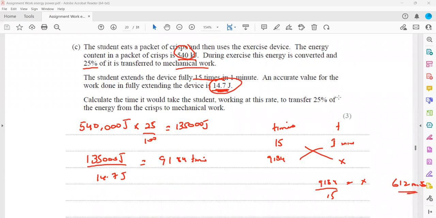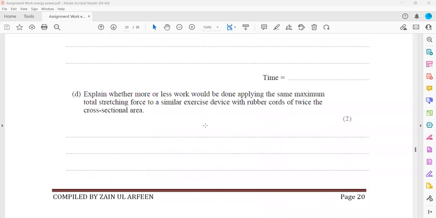So the main question was how much time he will take to consume 25% of the energy from the food to do this exercise. What we did was work out 25% of the total energy he's using. Then, 14.7 joules of energy is used each time. So we find how many times he did this stretch for the exercise. And when 15 times takes 1 minute, then 9,184 times he will take X, and we'll get the answer in minutes. You can write the final answer in seconds as well, that's fine.